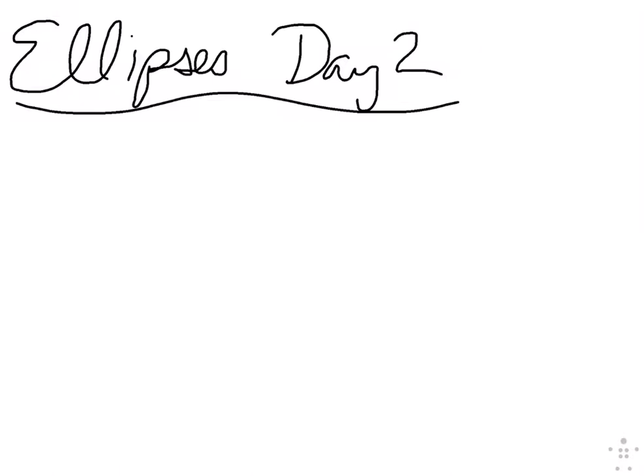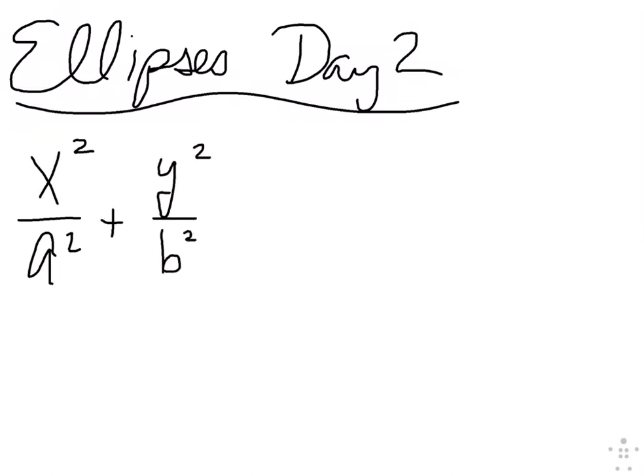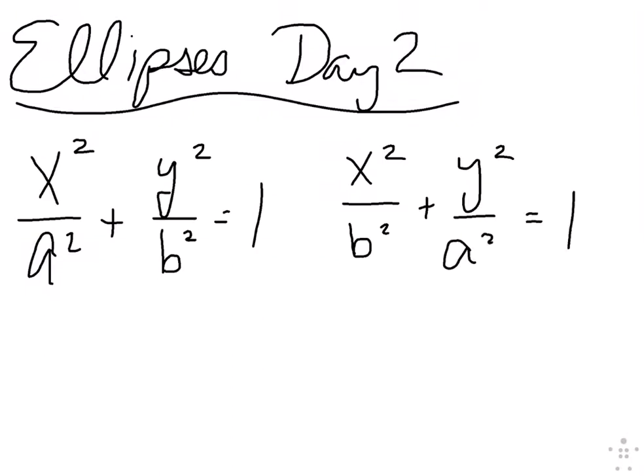So for this, one more time, you can have x squared over a squared plus y squared over b squared equals 1. Or you can have x squared over b squared plus y squared over a squared equals 1. The difference between the two, one more time, is whichever one's bigger. If it's in the x location, it goes underneath the x. If the vertices are in the y location, it goes underneath the y's. So whichever one's bigger.